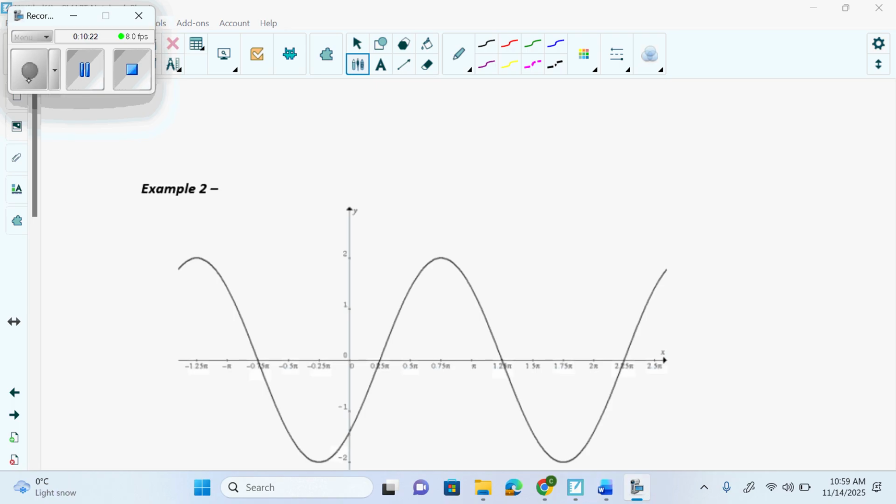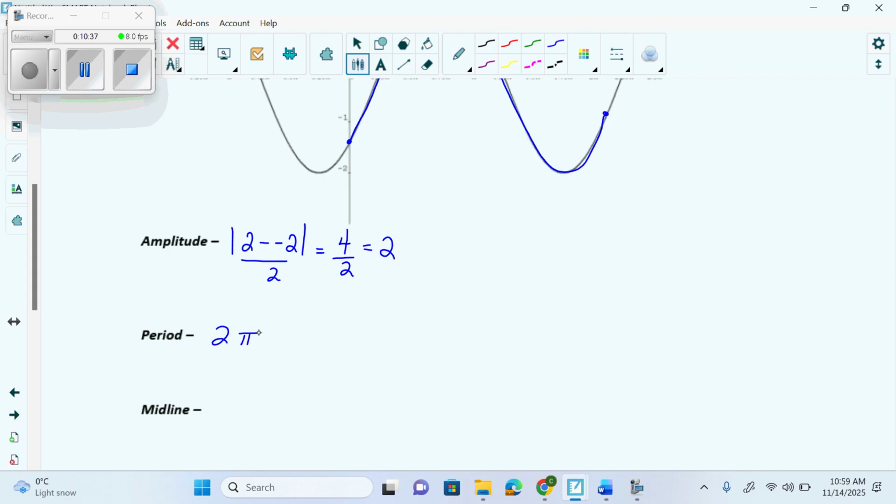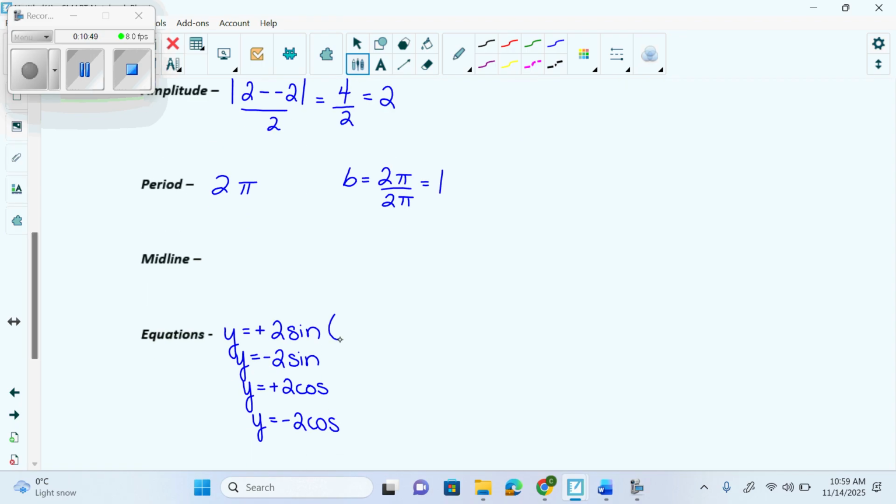you could go from a min to a min, which is 2 pi, or you could go from here past the max, past the min, back up to that height, and you still get 2 pi. So the period is 2 pi. So what is B when your period is 2 pi? 1, because there's no stretch. But you could go 2 pi divided by 2 pi and say it's 1. So when we go do our equations, we get 1, bracket, bracket, 1, bracket, bracket, 1, bracket, bracket, 1, bracket, bracket.